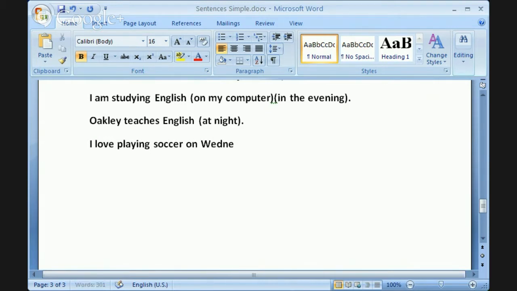Okay, let me break the news to you. Is there an object here? Soccer. Really? Are you sure? I'm sure. Actually, this is a gerund clause, a gerund adverbial clause. Okay. Actually, this is not an object. This is a gerund clause. You have love is a verb. Okay. I love music. I love playing soccer. I love soccer. Okay.